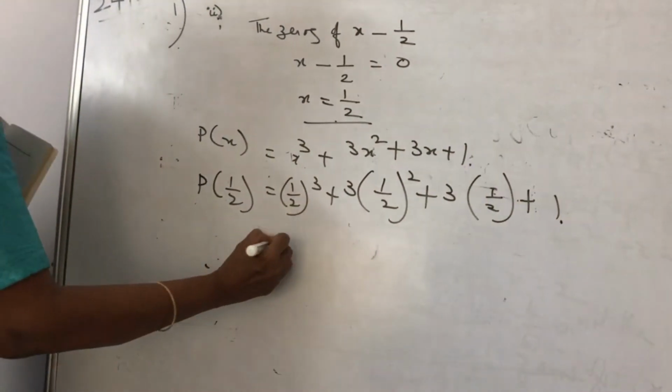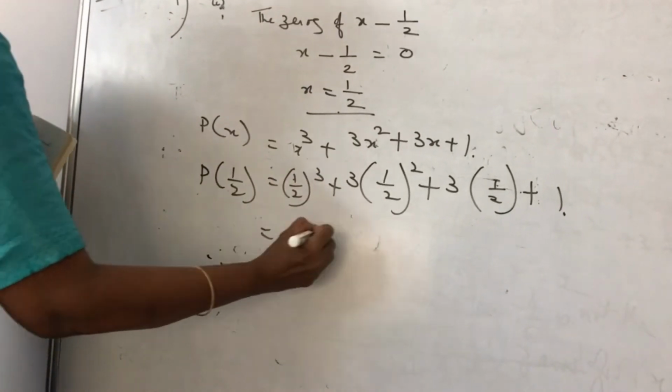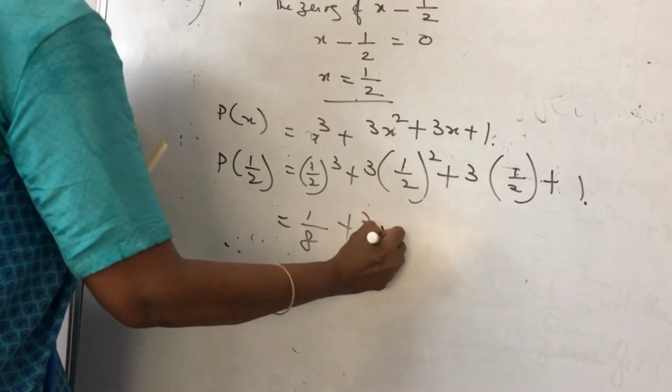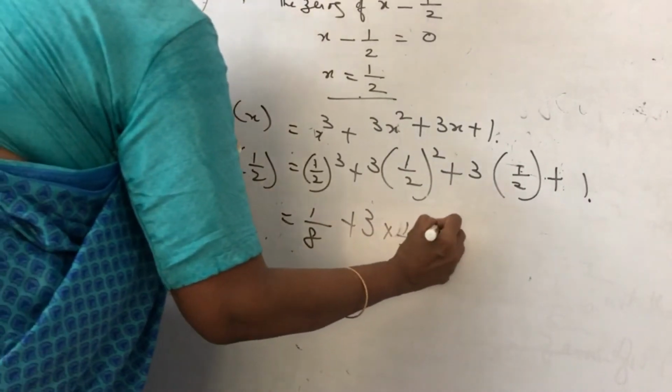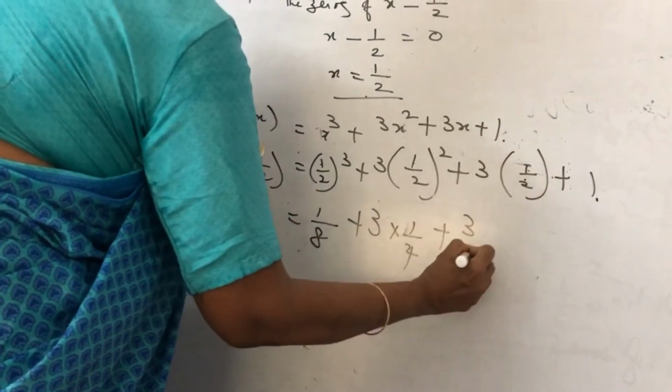What is 1 by 2 the whole cube, children? 1 on cubing, 1. 2 on cubing, 8. 1 on squaring, 1. 2 on squaring, 4. Plus into plus, plus 3 into 1 by 2.